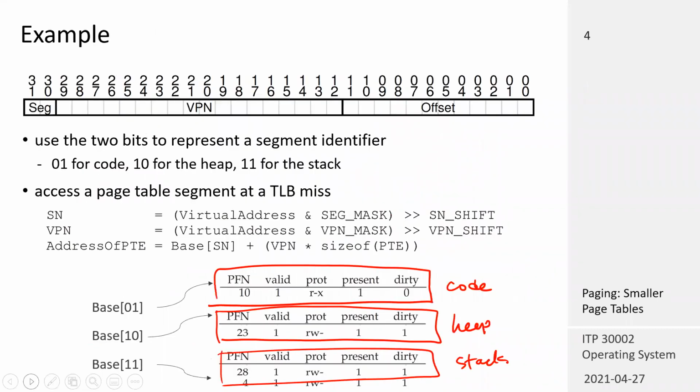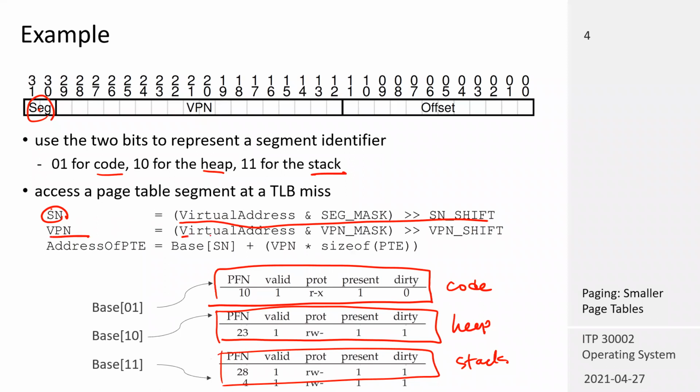Okay, so for example, this is a 32-bit machine. Maybe we use the upper 2 bits as a segment number, as an identifier of the segment. So possibly we can map that 01 means code segment, 10 is heap, 11 for the stack. And then translation might happen this way. First, it extracts the segment number by this operation.